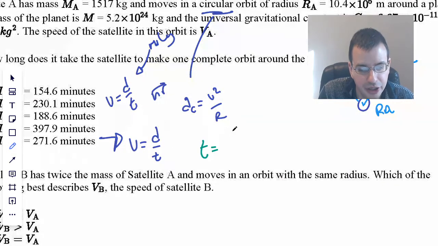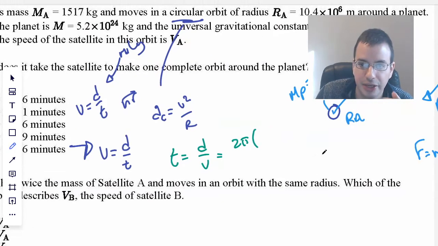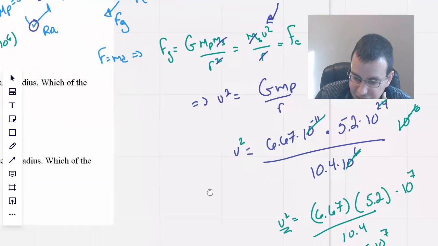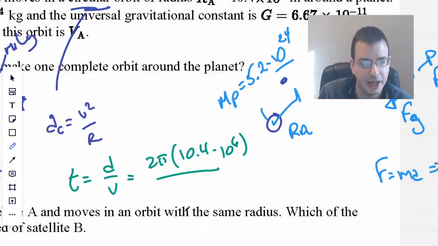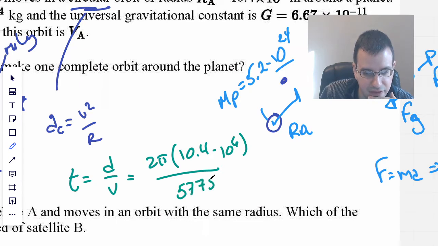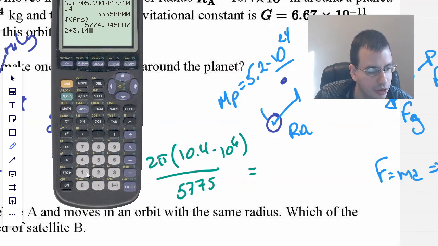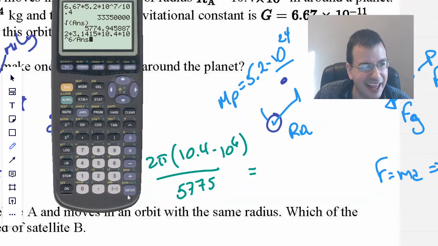So time will equal distance divided by velocity, which will be 2 pi times r, which is 10.4 times 10 to the 6th, divided by 5775, not too bad. I'm going to do this in the calculator. So we're going to do 2 times 3.1415, which is pretty close to pi, times 10.4 times 10 to the 6th divided by the second answer.